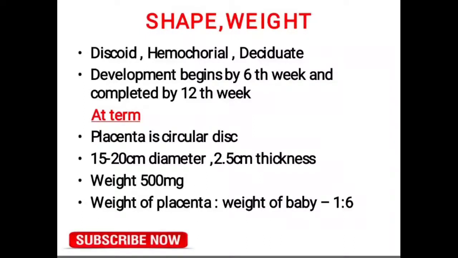At term, the placenta looks like a circular disc. It is about 15 to 20 centimeters in diameter and 2.5 centimeters in thickness. The weight of the placenta is 500 grams. The ratio of the weight of the placenta to the weight of the baby is 1:6. That is about the placental shape and weight.